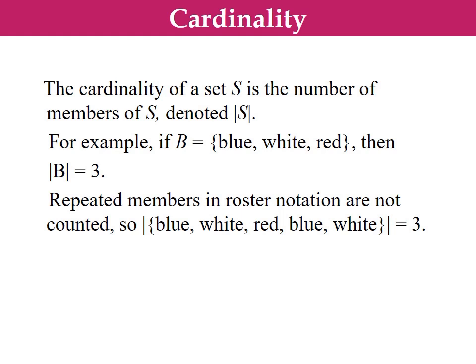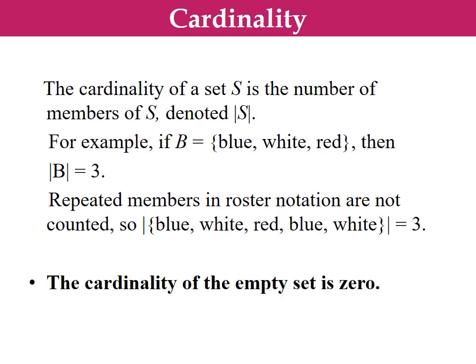Look at another example. This set consists of blue, white, red, again blue, again white. Here white and blue are repeated. Therefore, we can take them only once. So the cardinality of this set is also 3. The cardinality of the empty set is what? Obviously 0, because no element is present there, right?